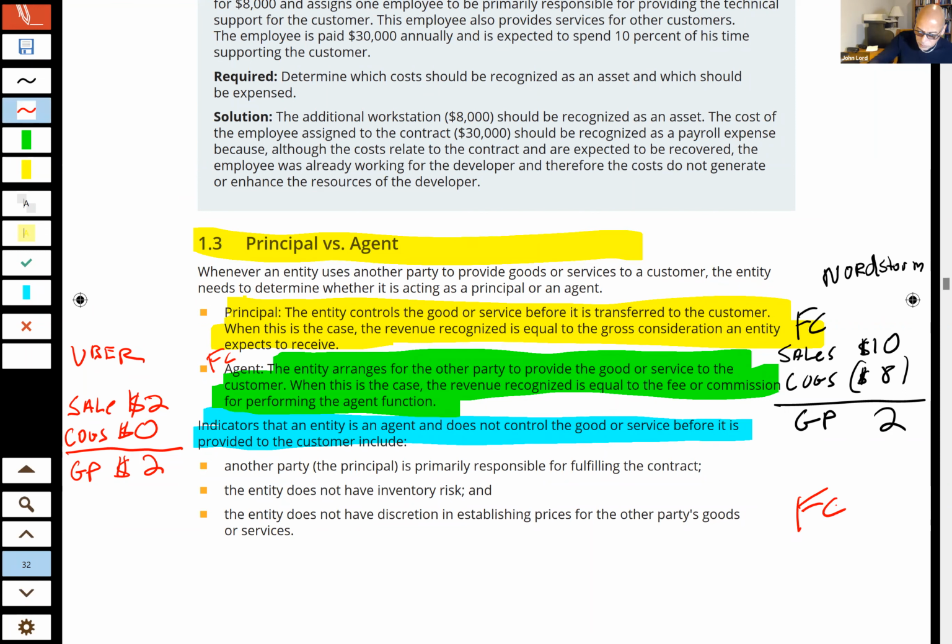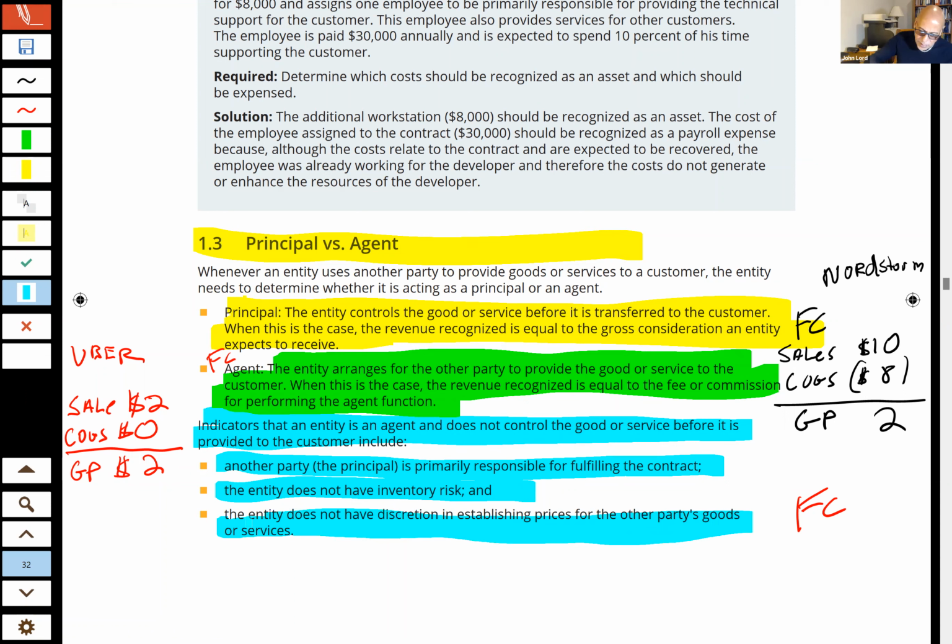Another party is primarily responsible for fulfilling the contract, the driver. The entity does not have inventory risk. They're just arranging for you to get this. The entity does not have the discretion in establishing prices for the other party's good or service. That doesn't necessarily fit with the Uber model, because I think they do have some involvement in the price. But since these are indicators, it doesn't have to be all of these. Certainly, Uber would have met the first two very well, right?